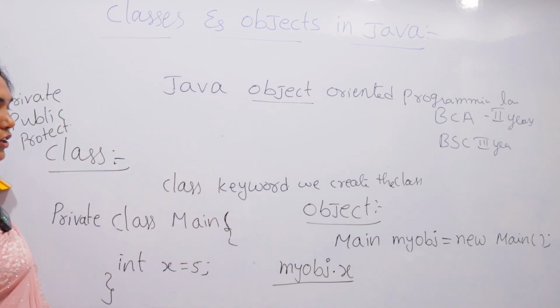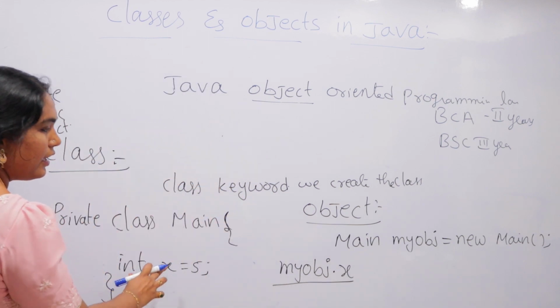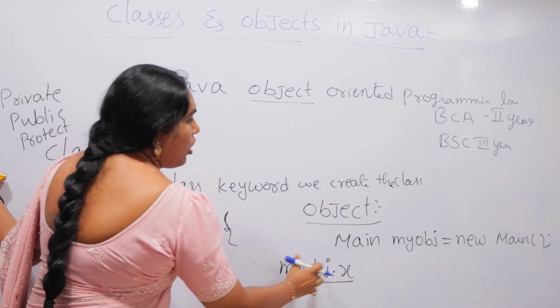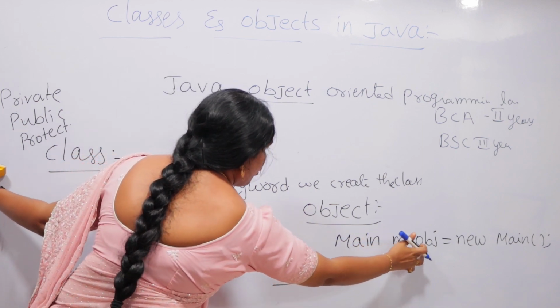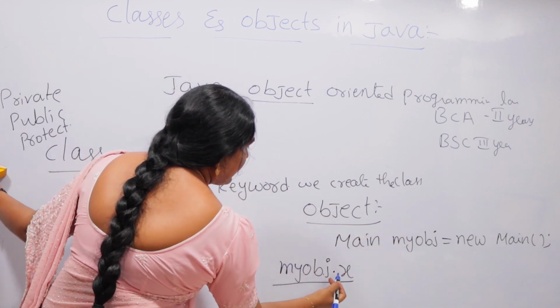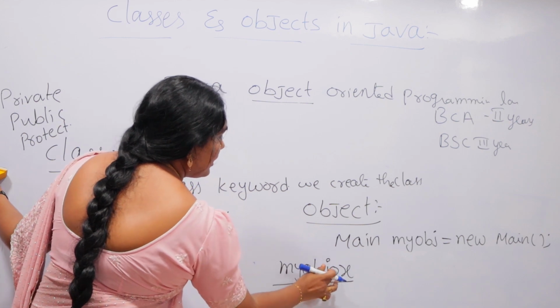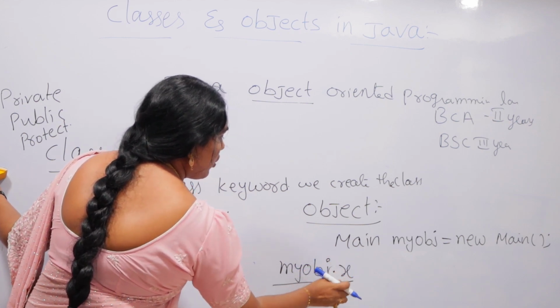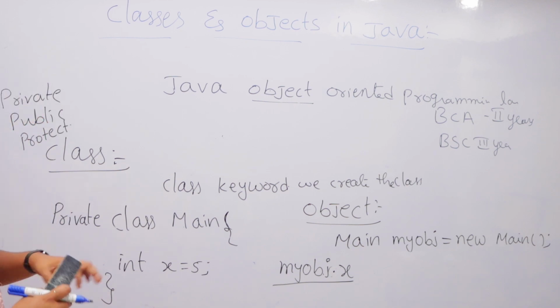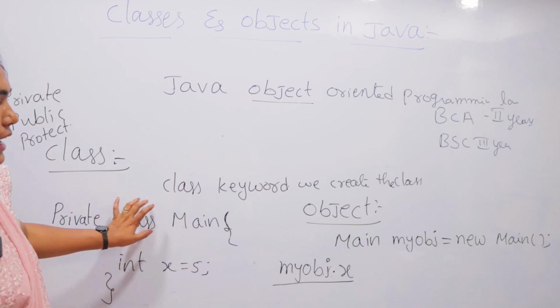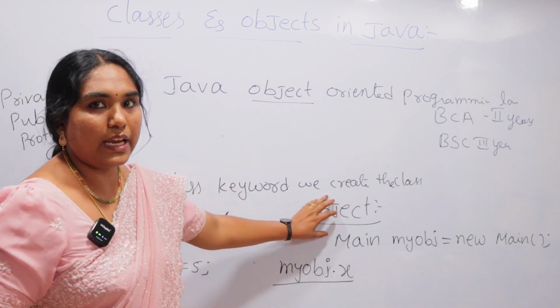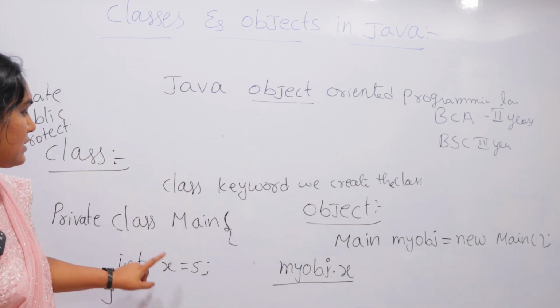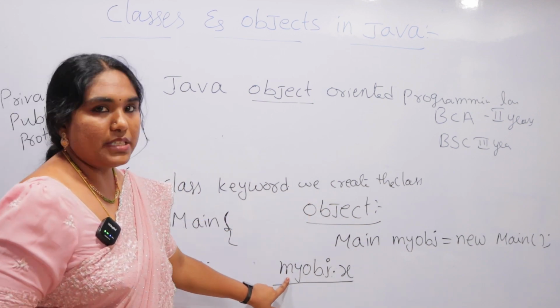Whenever you need to write the x, you have to write it by using the object name. What's the object name? My obj. And then which operator are we using? Dot operator. By using this dot operator, we can call the x. This is about the class, how to create the class, and then how to create the object, and how we call the class members by using the object name.